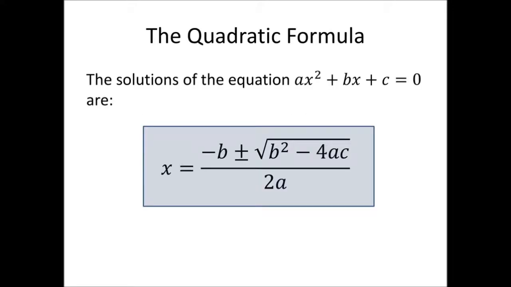So the solution of the equation ax squared plus bx plus c equals 0 is x equals negative b, positive or negative the square root of b squared minus 4ac, over 2a. When you see it, it looks so hard, but if you learn it, it's so easy.